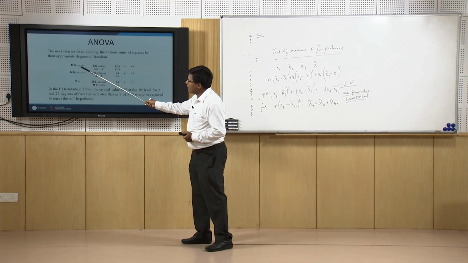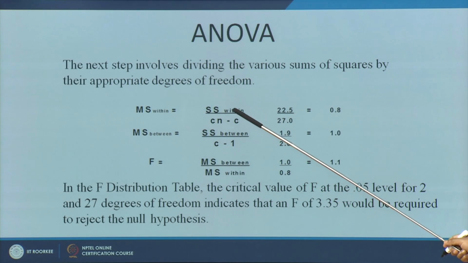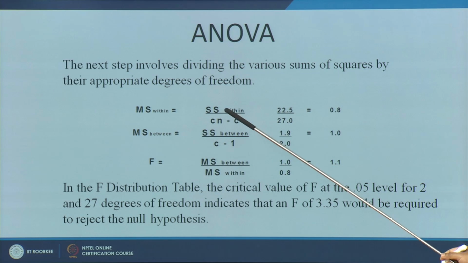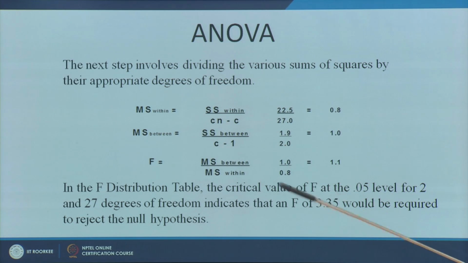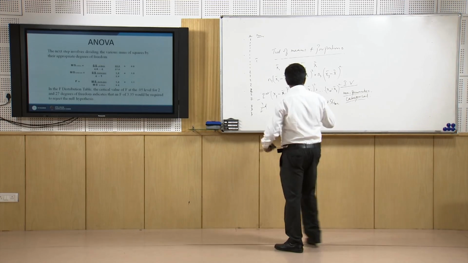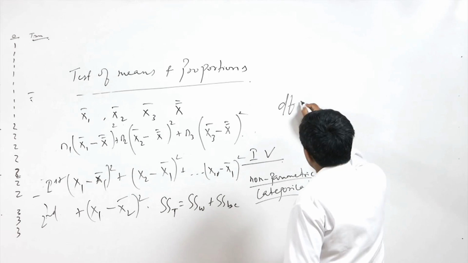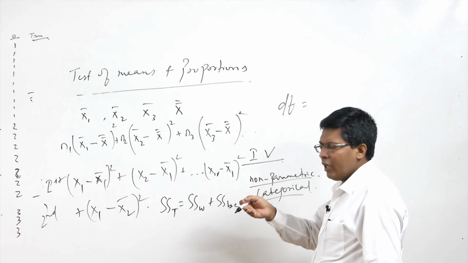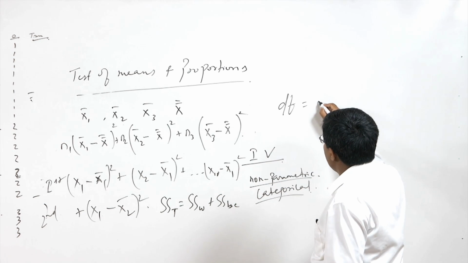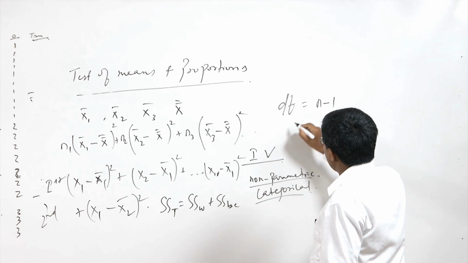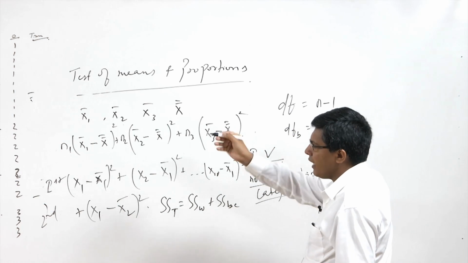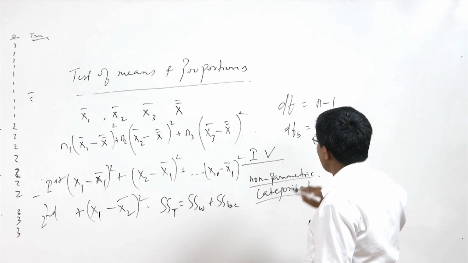So, now let us see what is the mean sum of square. Mean sum of square is the sum of square within divided by the degree of freedom. Your degree of freedom is equal to the number of elements minus 1. So, for degree of freedom between the groups, in this case you have 3 groups, so 3 minus 1.